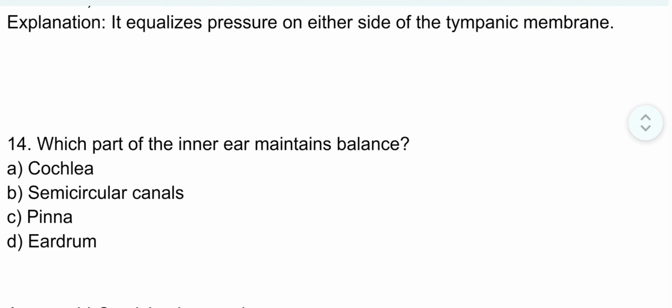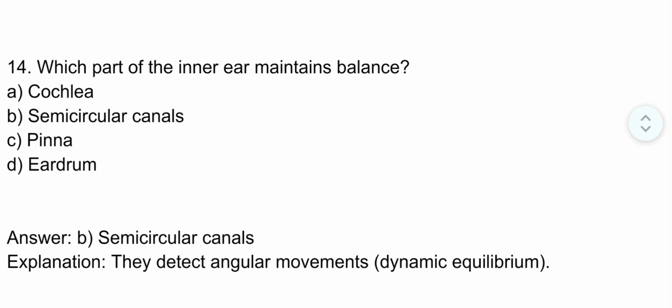Question number 14. Which part of the inner ear maintains balance? The correct option is option B. Semicircular canals. They detect angular movement, dynamic equilibrium.